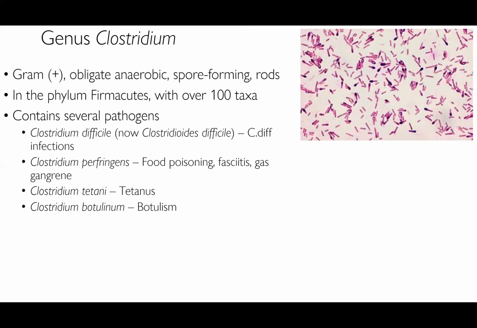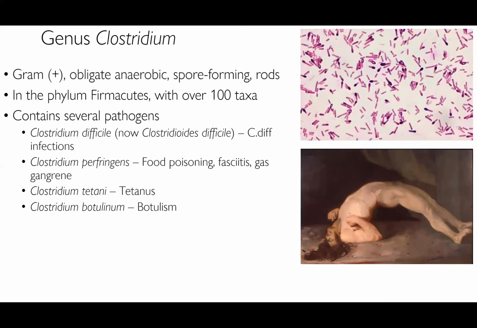So Clostridium difficile, many of you might have heard of as C. diff infections, really nasty gut infections. Clostridium perfringens causes food poisoning, fasciitis, and gas gangrene. Clostridium tetani causes tetanus, and Clostridium botulinum causes botulism. This is also the bacteria where we get the toxin used in Botox to make women's faces, and I guess men's faces too, rigid, because it causes paralysis of the nerves.